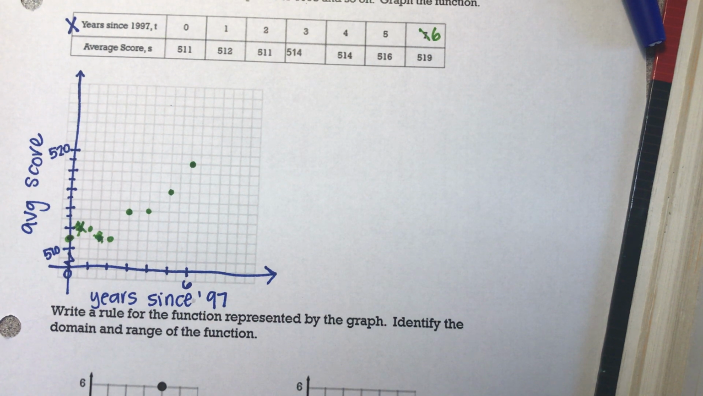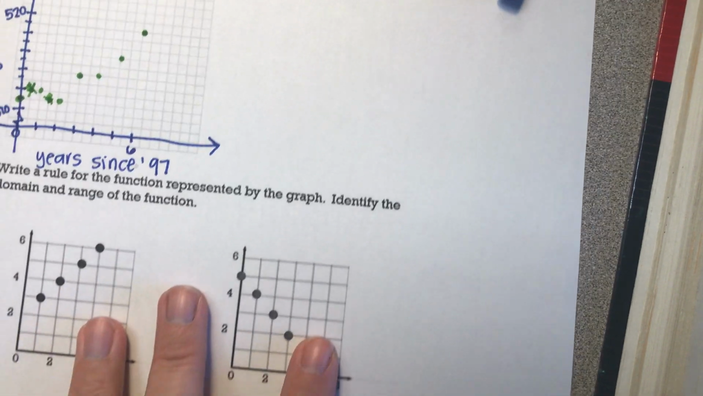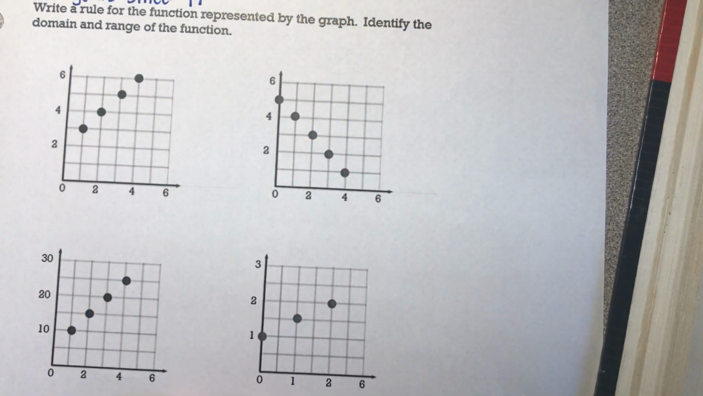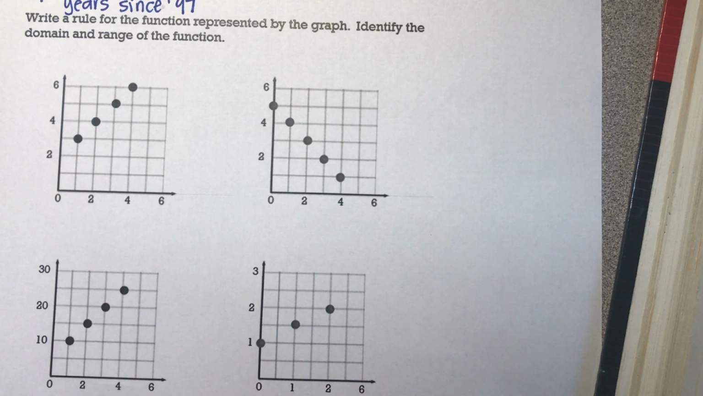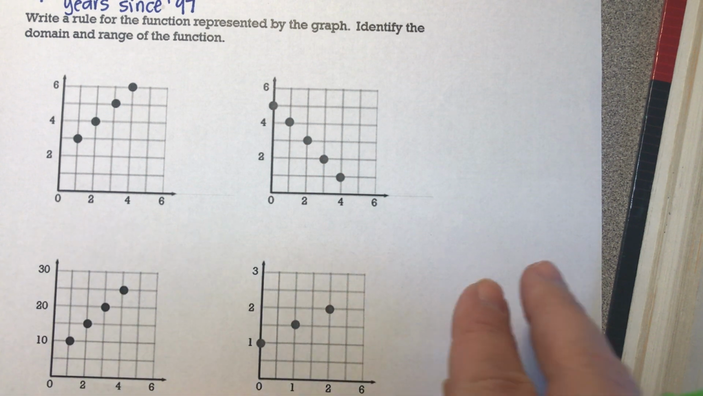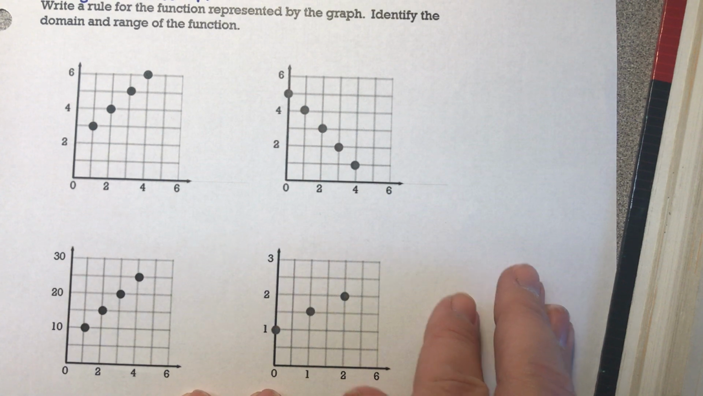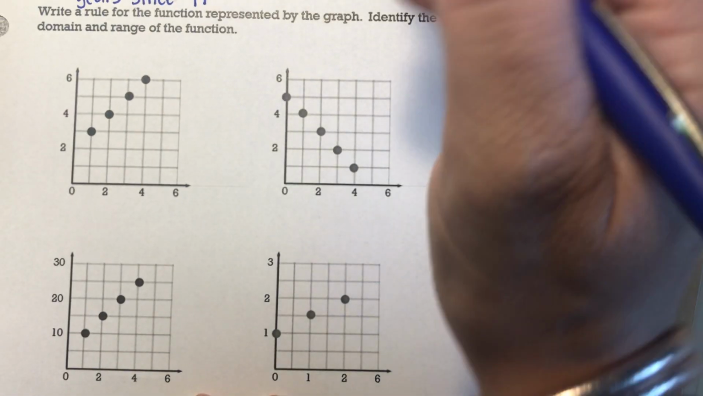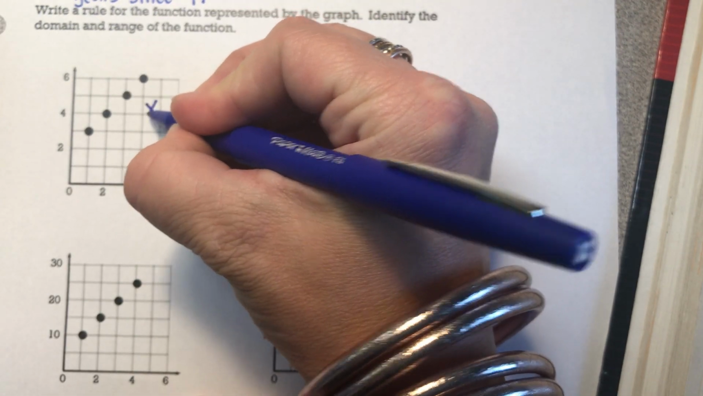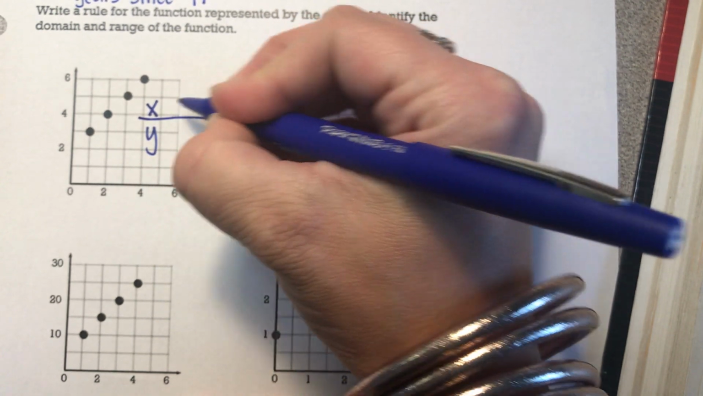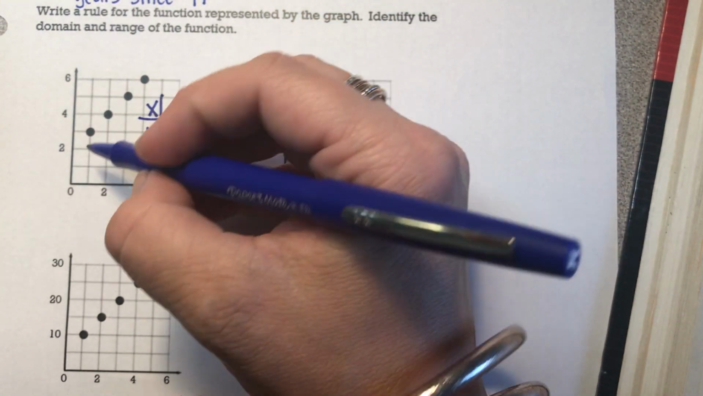Okay, so the next thing we're going to do is write a rule when we're given the graph, and then identify the domain and the range. So the first thing we're going to do is make a table. I think that's sometimes the easiest way. After we get that table, we're going to look at the relationship between x and y. So I'm going to go ahead, x, y, and look at my ordered pairs.